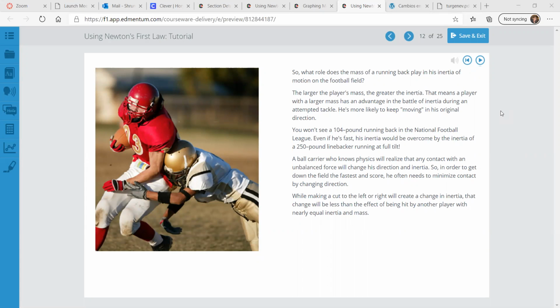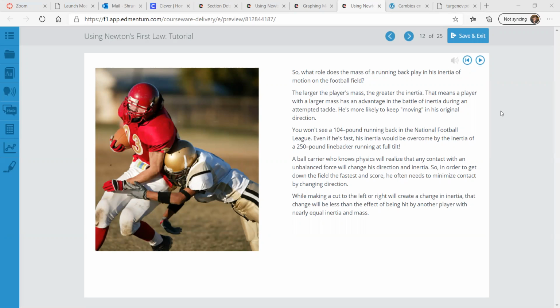So the larger the player's mass, we know the greater the inertia. That means a player with a larger mass has an advantage in the battle of inertia during an attempted tackle. He's more likely to keep moving in the direction he was going, right? You won't see a 104-pound running back in the NFL. Even if he's fast, his inertia would be overcome by the inertia of a 250-pound linebacker running at full tilt. These are big guys and they're fast.